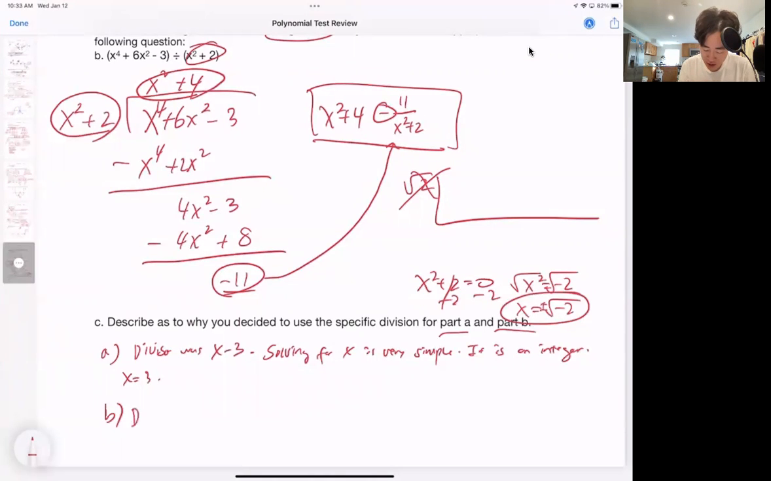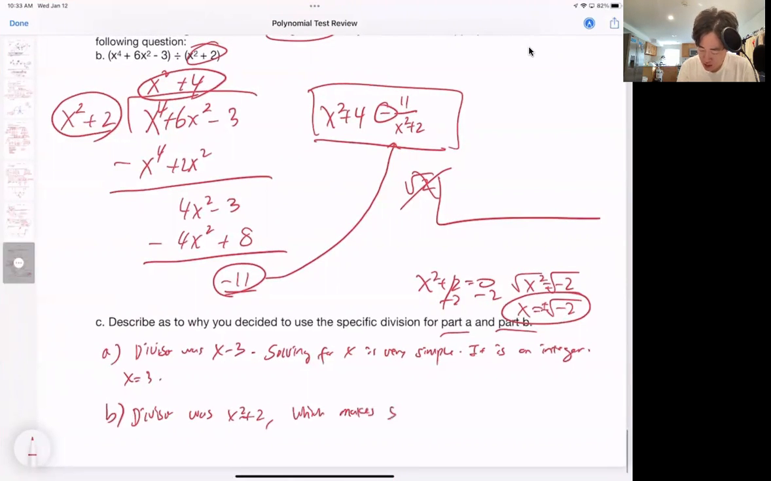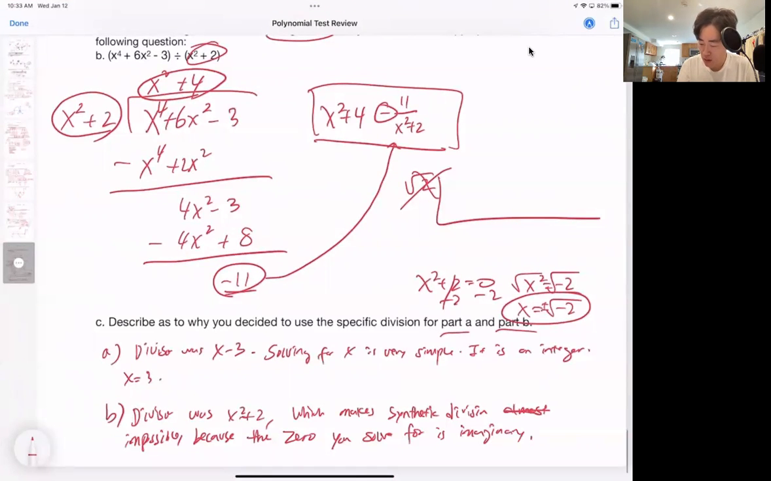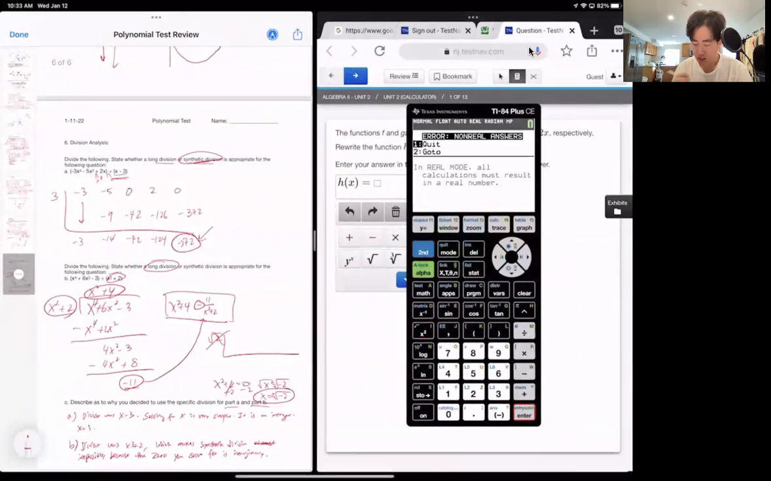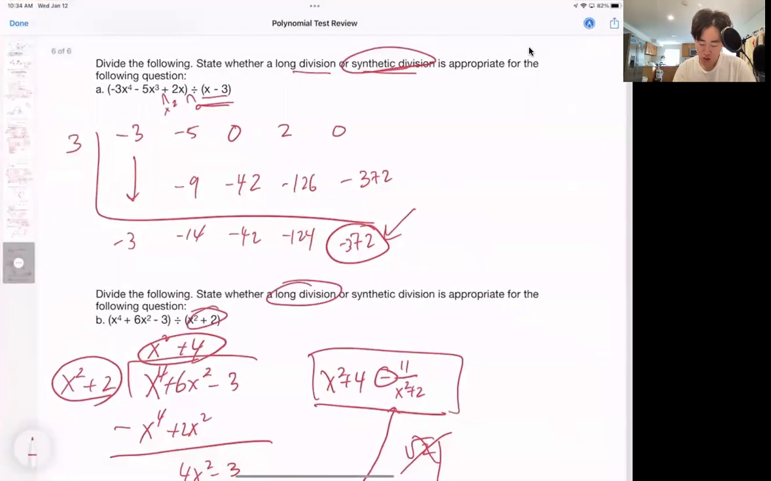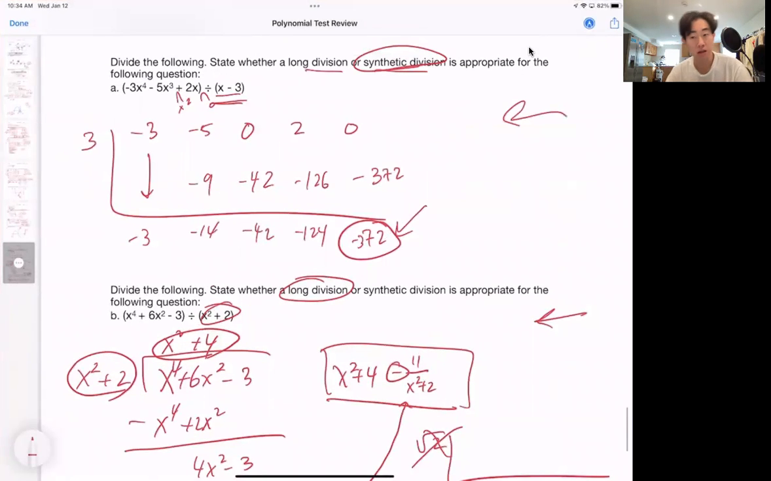So the divisor was x squared plus 2, which makes synthetic division almost impossible. Or actually, it is impossible, because the zeros you solve for are imaginary. Remember, you can't do a square root of -2. Go to your calculator and see what happens. You're going to get an error message, right? Which means it's non-real. You can't plug in non-real numbers into synthetic division and finding multiplied numbers and things like that. So therefore, the reason why for part B you have to use long division is simply due to that. Okay, so there are benefits as to when you're using long division and when you're using synthetic division. Please keep that in mind.